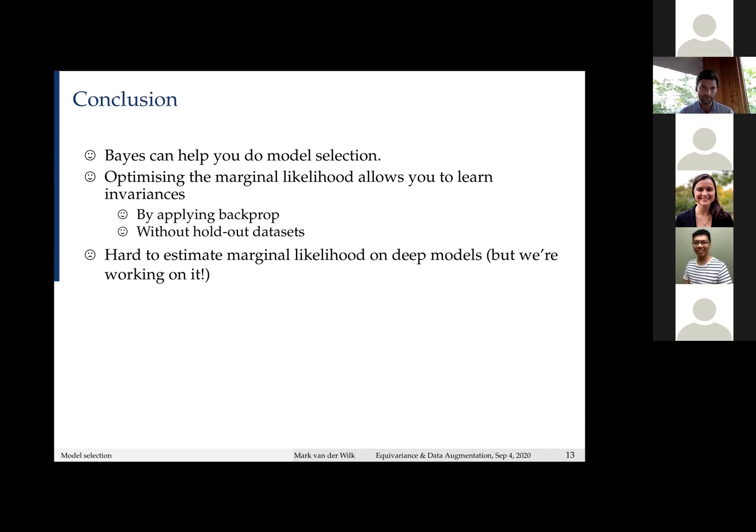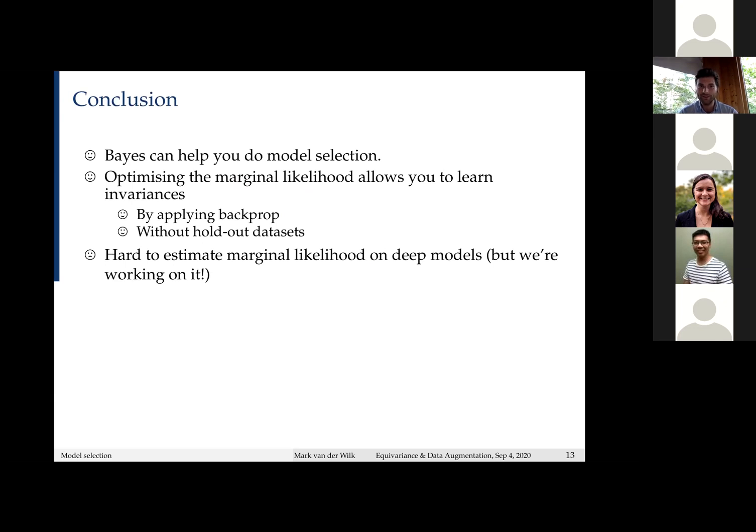Right, so to wrap up, what I think we showed with this work is that Bayes can help you to do model selection, and it can help you to do model selection in a very practical way with interesting models and with interesting inductive biases that are expressed through data augmentation. And you can pretty much express anything through data augmentation. So any differentiable transformation, this method can, in principle, at least backpropagate through. So the benefits of using the marginal likelihood is that you can learn things just by doing backprop and without needing any holdout data sets.